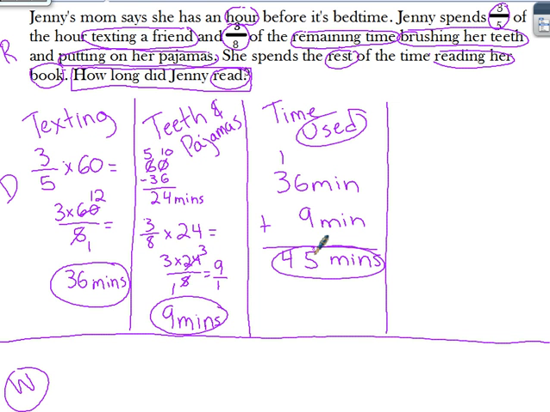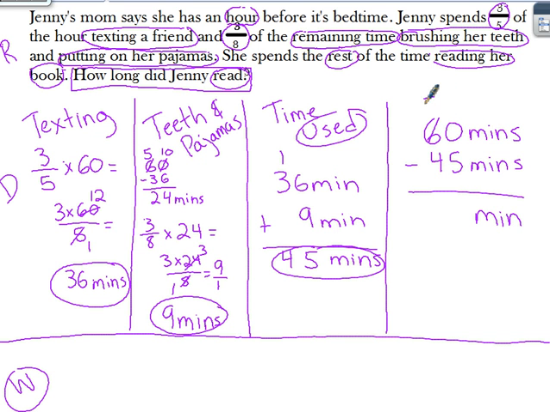We want to know how much time there was left to read. So we're going to start with the 60 minutes she started with. We're going to subtract the 45 minutes that she used. And that should end us with the amount of minutes she had left to read. So I can't take 5 away from 0. I'm going to have to borrow. I turn that 6 into a 5 and the 0 into a 10. 10 take away 5 is 5. 5 take away 4 is 1. She spent 15 minutes reading.